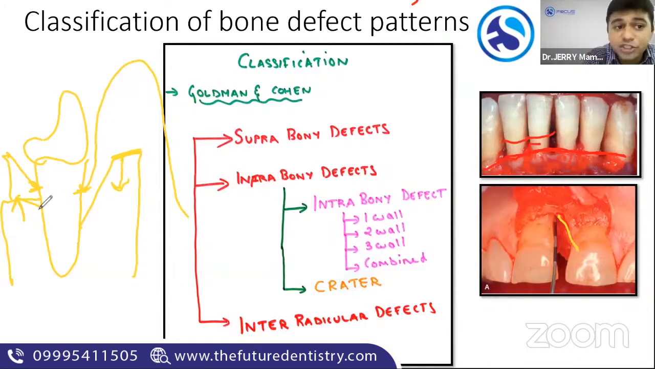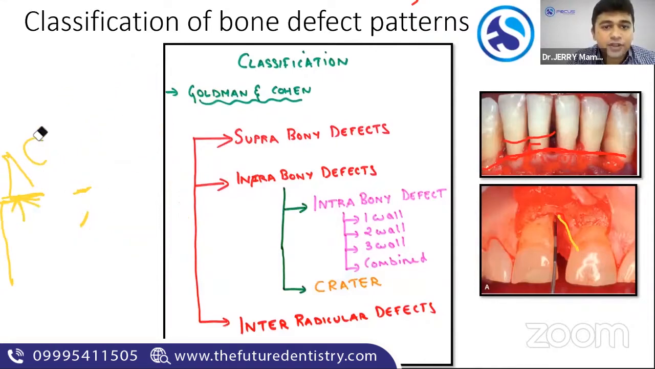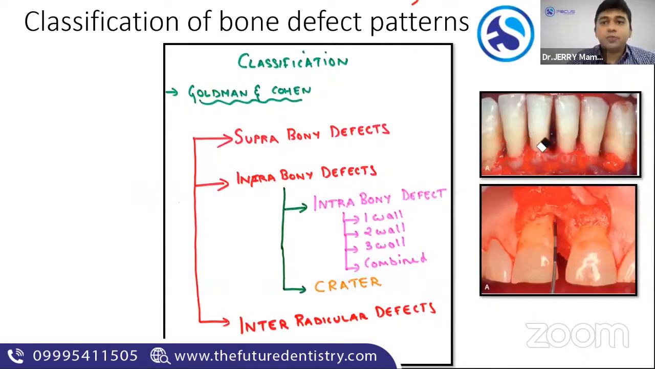Or if you talk in relationship to the bone, the defect is at the same level as the crest of the alveolar bone. But in this case, look at the bony defect. The bony defect is at a much lower level than the crest of the alveolar bone. So that is the basic difference between a horizontal defect and an angular defect, or supra bony defect and infra bony defect.